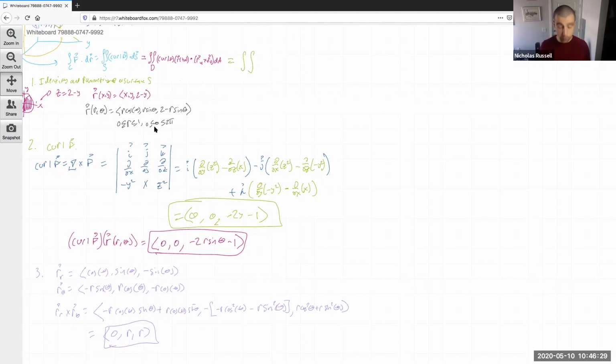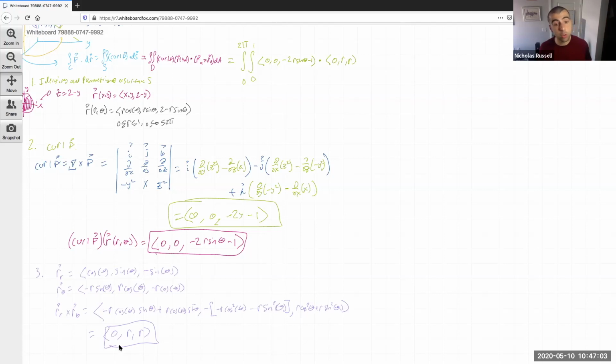It's 0 to 1 and 0 to 2 pi, which is my domain. We're now going to take the dot product between this vector right here, this curl of my F of r of u, v, which is 0, 0, negative 2 r sine of theta minus 1, taking the dot product with 0, r, which is my normal vector. This is my normal vector to my surface.